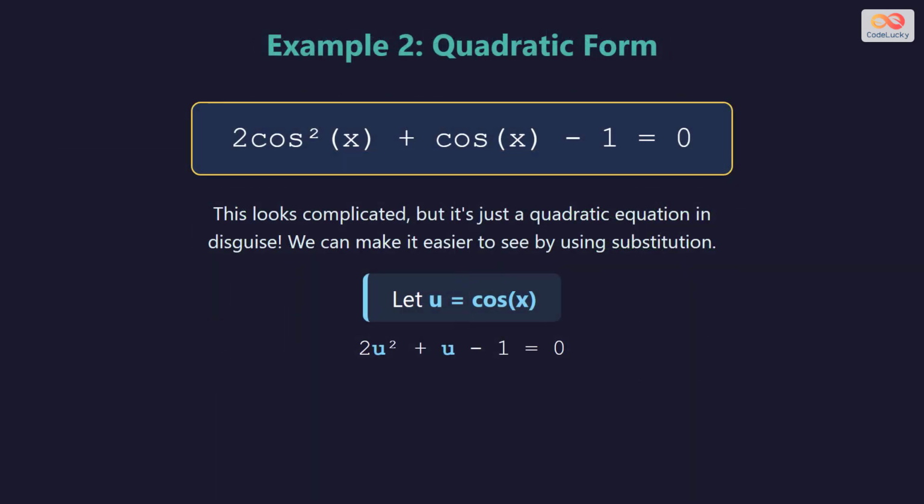Let us look at a slightly harder example. 2 cosine squared x plus cosine x minus 1 equals 0. This is what we call a quadratic form equation. It follows the pattern ax squared plus bx plus c equals 0. To make this easier to handle, we can use a temporary substitution. Let the letter u equal cosine x. If we rewrite the equation using u, it becomes 2u squared plus u minus 1 equals 0. This looks much more familiar, doesn't it?